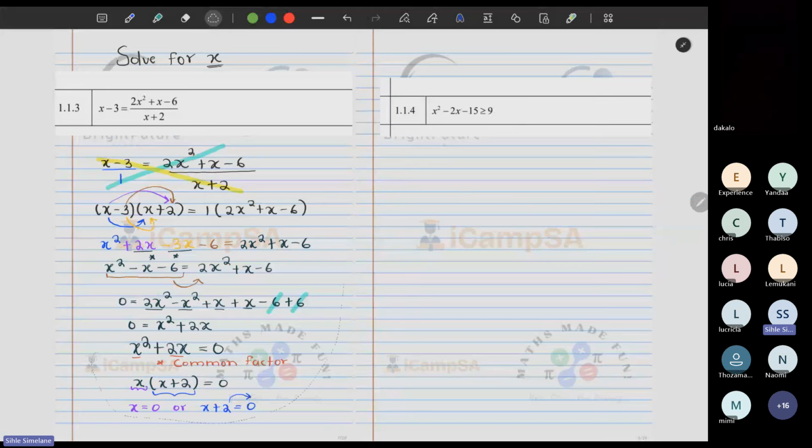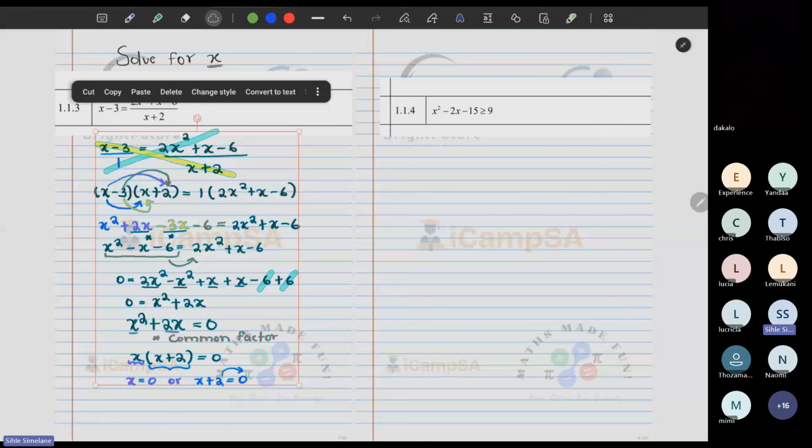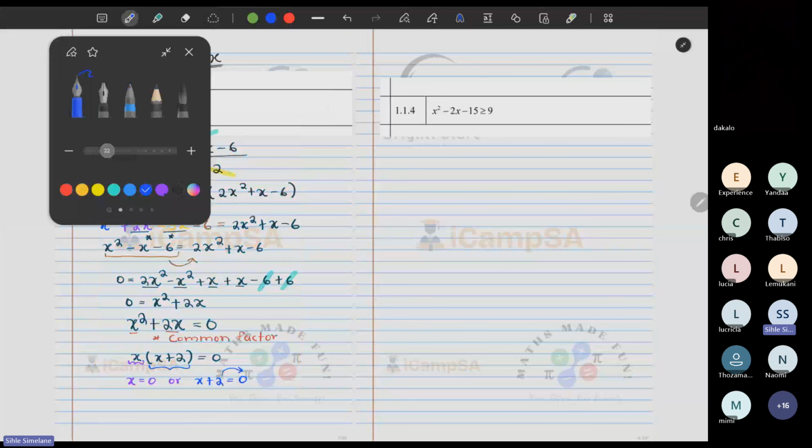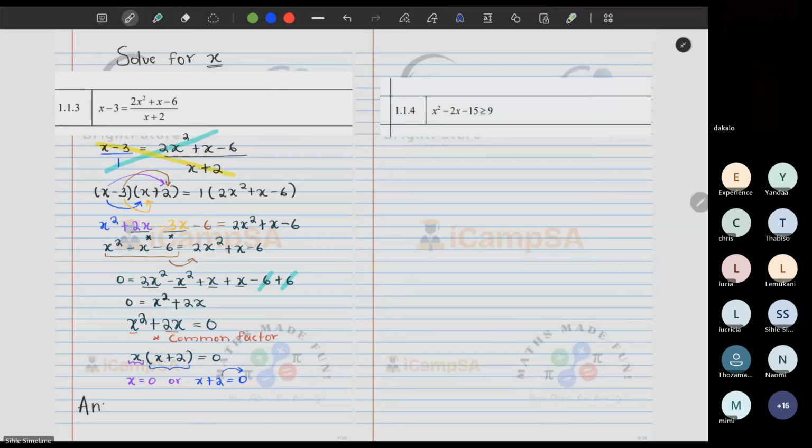So let me push this up and create some space, and then we wrap it up here. So what does this mean? It means that my answer is, one of them is x is 0. When I now transpose the other one, we'll have x is minus 2.